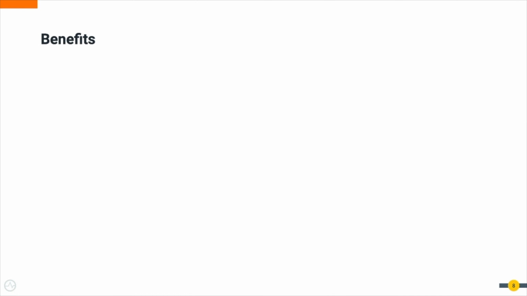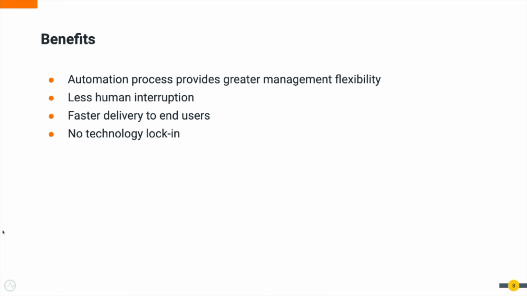Finally, let's summarize what it means to have a CI/CD pipeline in your organization. Automation provides greater management flexibility between the artifacts with less human interaction, which allows faster delivery to end users. From a management point of view, there's no vendor locking, where you can design the workflows to your budget. Hope you have enjoyed the short demo. Happy learning.